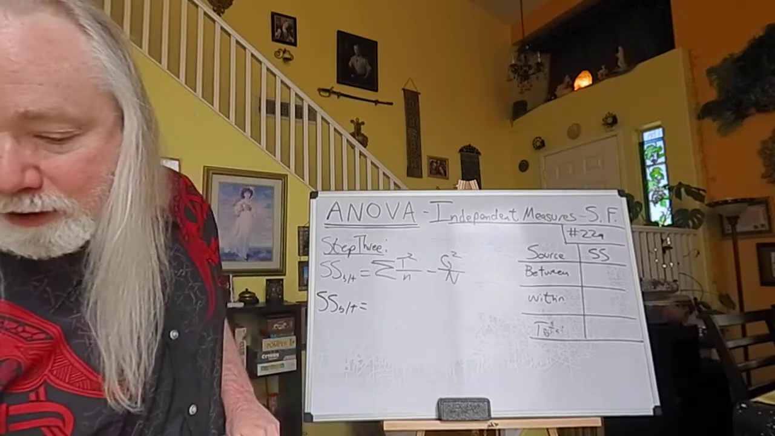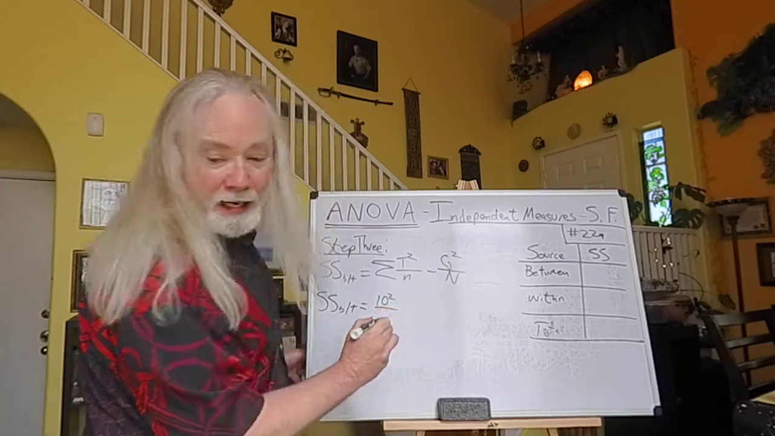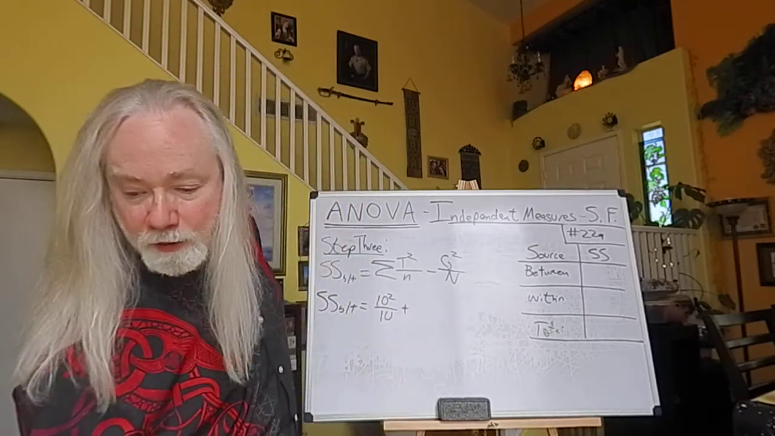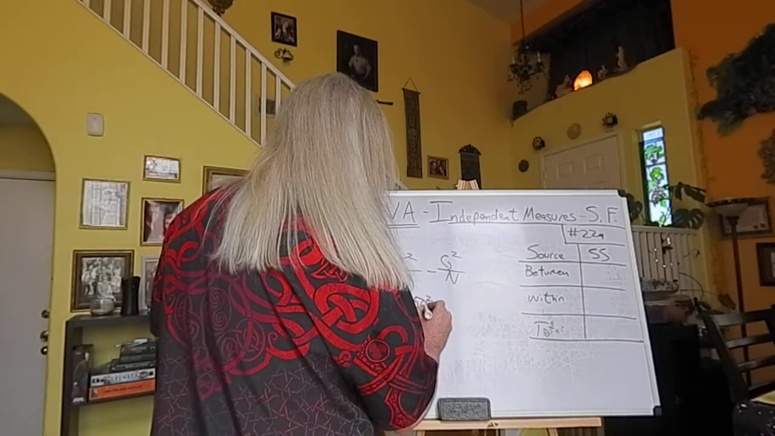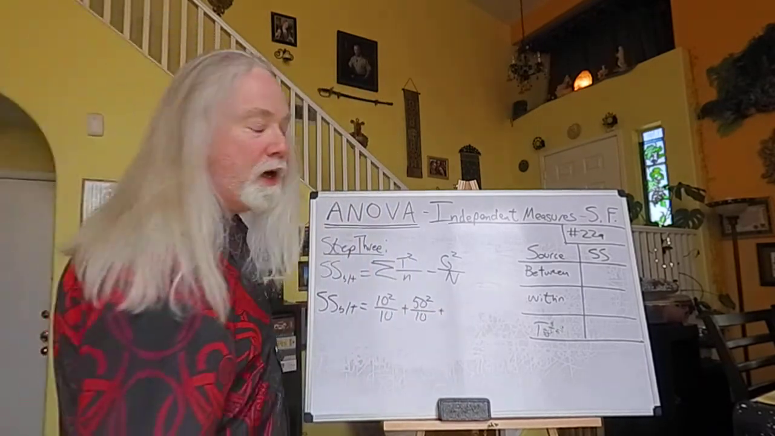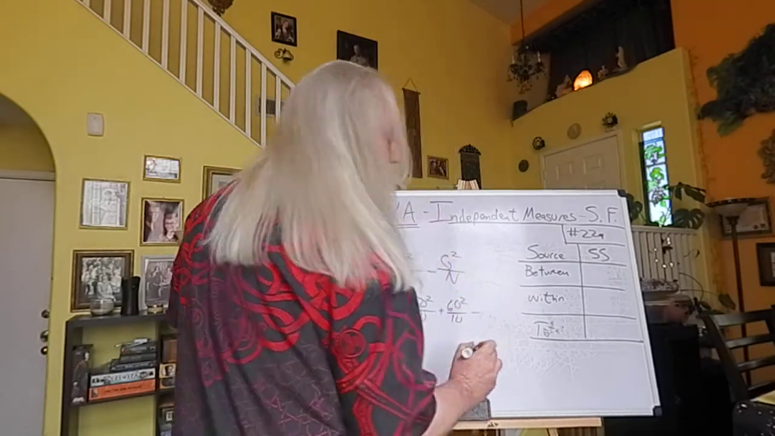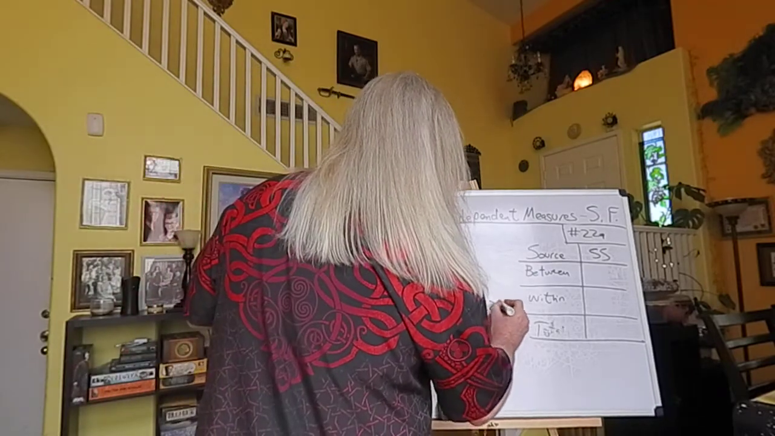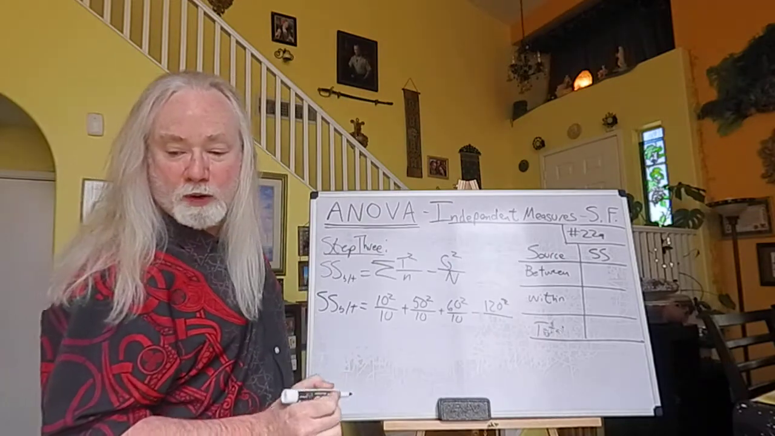So the first treatment total is 10, and there are 10 people in the sample. Second treatment total is 50 with 10 folks. Third treatment total is 60, also with 10 folks. And G is 120. And the total number of scores in the study, of course, is 30.